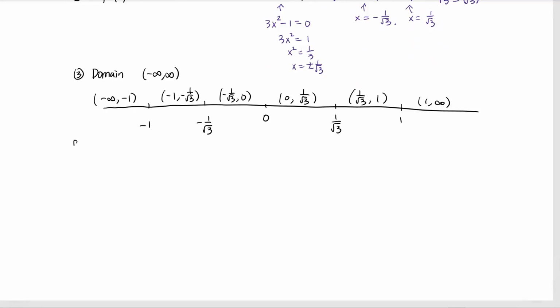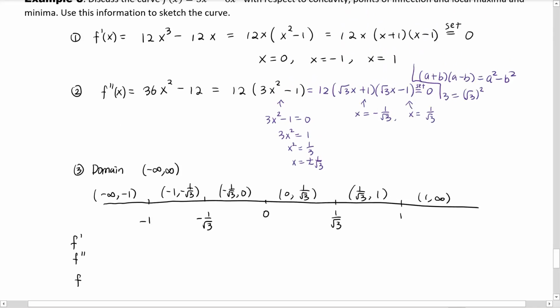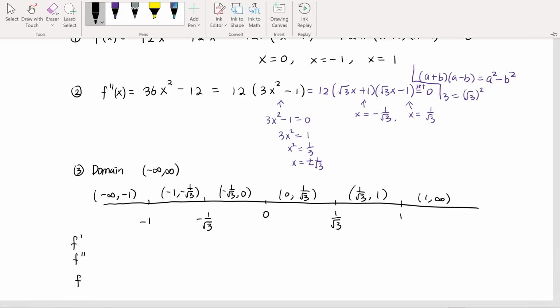And then, so we have f prime, and f. So it's a combined table. Okay, you want to put all the information in one table because then you can figure out the shape. Okay, so let's look at f prime, the first derivative.